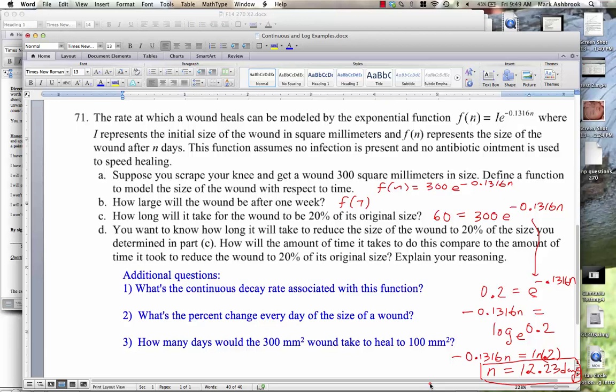Questions on that one? Okay, what's the continuous decay rate? Remember, this is the stuff that students have a really hard time with. So looking at that equation, what's the continuous decay rate? Negative 0.1316. This is e to the k. The k is the continuous decay rate. Is that the percent that the wound shrinks every day? No. The continuous rate is like an APR. How do we get the actual percent change per day?